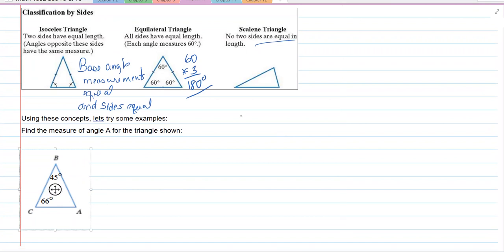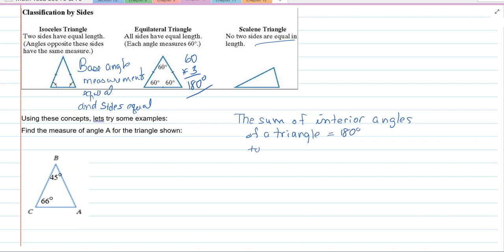Okay, we use the sum of interior angles of a triangle, 180 degrees, to solve for missing angles. Here is an example. So we have this triangle, and we have angle A plus angle B plus angle C equal to 180 degrees.